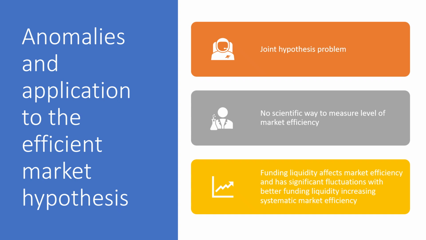Funding liquidity has been shown to increase market efficiency and stimulate significant fluctuations, with better funding liquidity increasing systematic market efficiency. In other words, a market with more capital flowing through the market tends to generate more investment in market infrastructure and a resulting information symmetry due to a more developed market compared to an emerging market. Additionally, there appears to be a short-term momentum effect where stocks that outperform in the short term will continue to outperform in the long term.